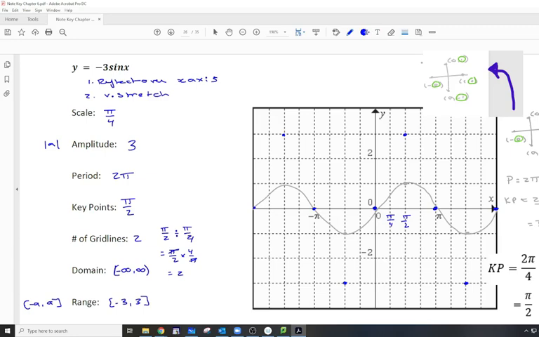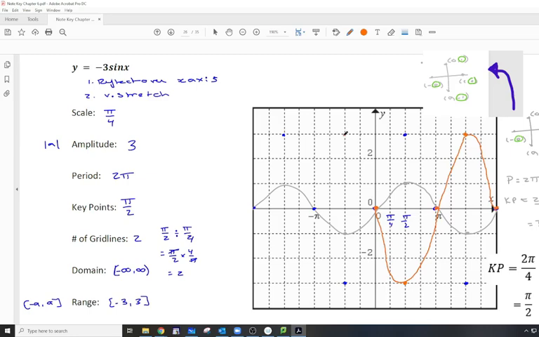If I want to make it negative 3 sine x, I should have done that in another color, sorry. If I want to make it negative 3 sine x, the only difference is that instead of starting by going up, I start by going down. I'm going to reflect all those points over the x-axis. So I'm going to start here at 0, 0. I'm going to go down to negative 3, back up to 0, up to positive 3, and then back down to 0. So my final graph, y equals negative 3 sine x, is going to look like this orange graph.